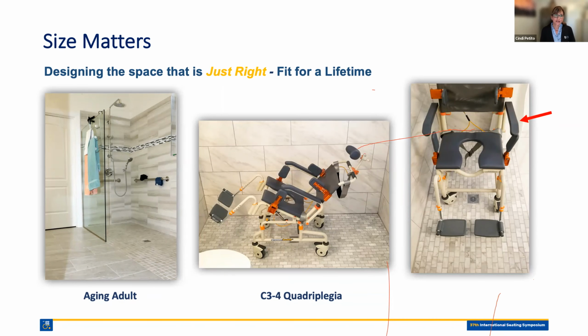So what kind of space is just right? When we go into bathrooms and design bathrooms, we really want to fit for a lifetime. The photo on the left was an aging adult. This was a bathroom designed a couple of years ago for a gentleman who had spinal surgery. He was aging. He was walking, but then he eventually became unsafe on his feet and started having a lot of falls. So sometimes he walks when he has good days, sometimes he uses a manual chair, and out in the community, he uses his power chair.